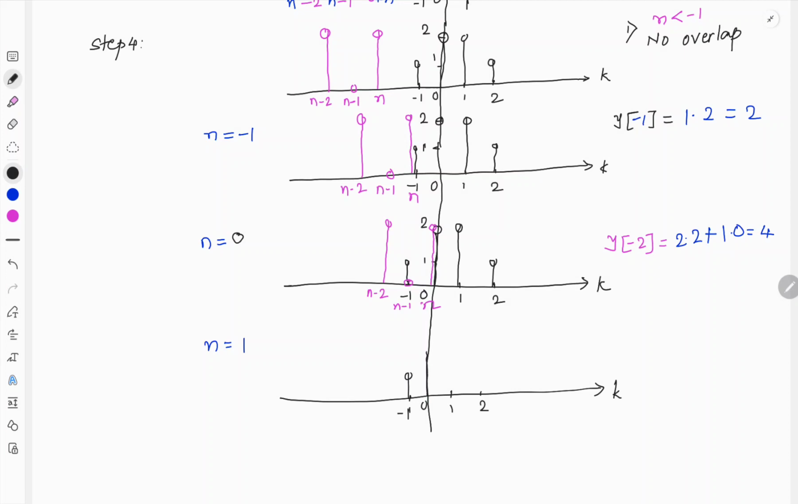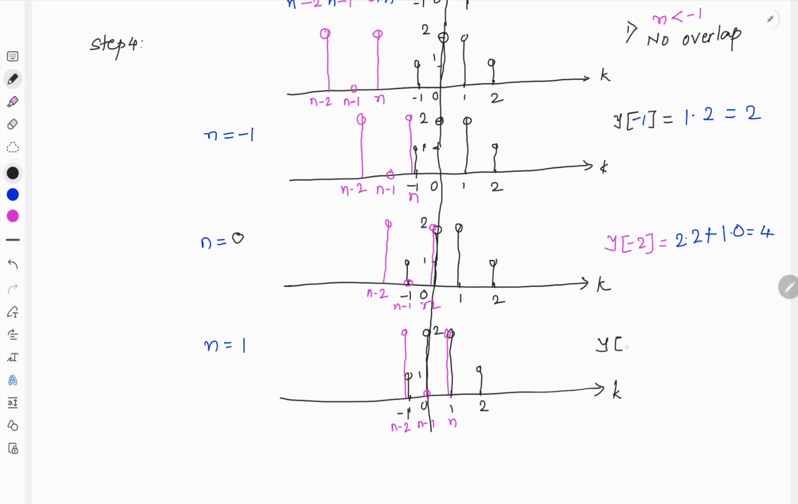So we have 1, we have 2, again 1, this will be your x signal. Now secondly, you have to draw h of n minus k. Now n equal to 1, so this will be n, this will be n minus 1, and this point will be n minus 2. So draw the corresponding signals 2, 0, 2, and find out the corresponding y of 1.